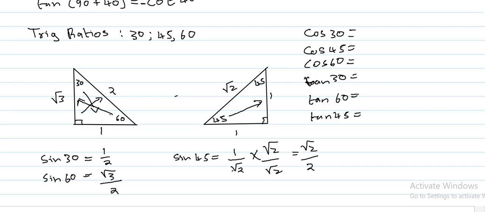Cos is the adjacent over the hypotenuse. Tan is opposite over the adjacent. Okay? So far, the work that we have covered is grade 11, and trig ratios are grade 10 stuff. So let's cover what you must know in terms of trigonometry in grade 12.